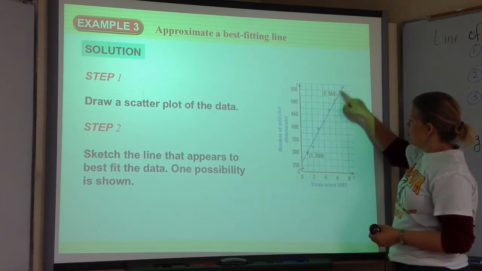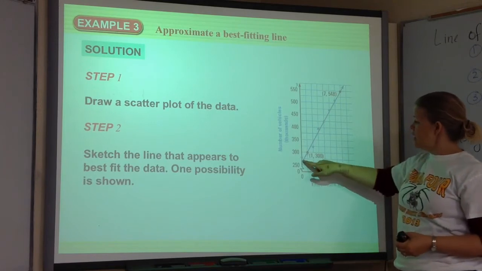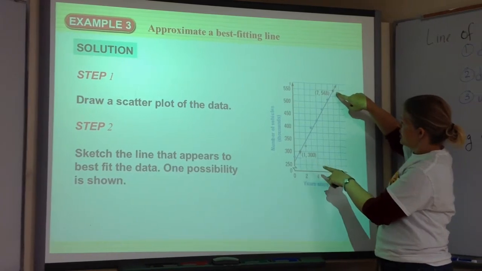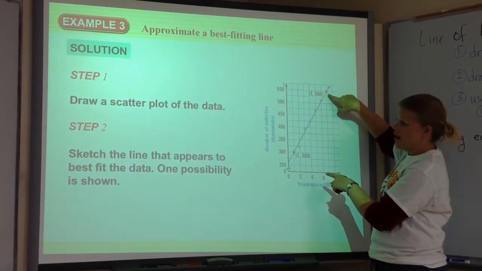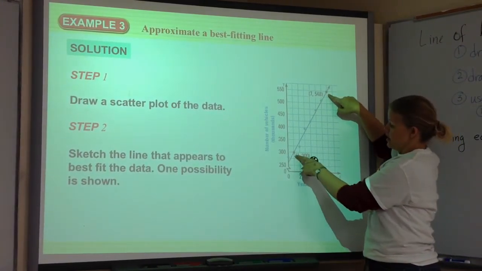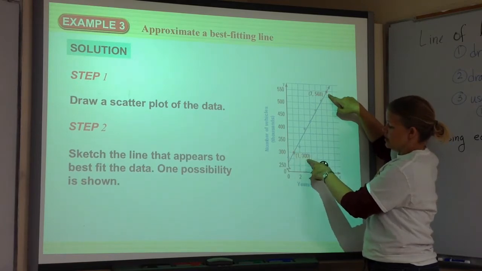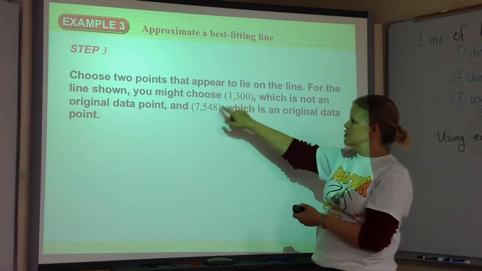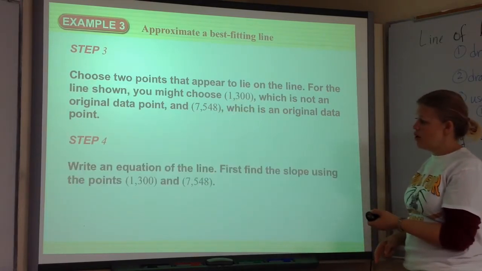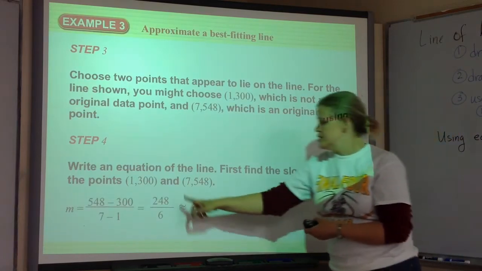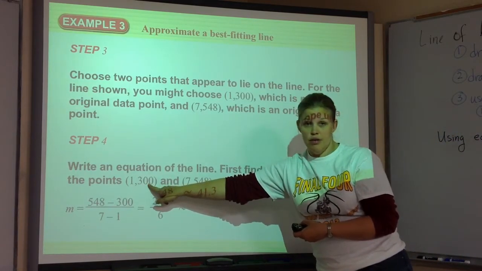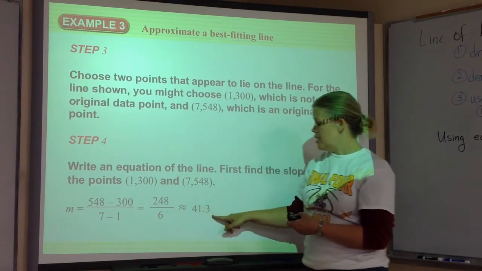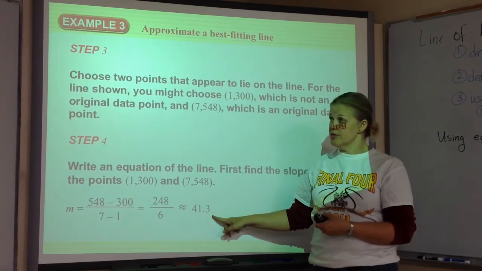So we graph all our points, and then you draw in your line, and we found 2 points on that line, 7 and 548. The other point we're going to use is 1 and 300. So we go ahead, we figure out, here's our 2 points, we find our slope, and just take 548 minus 300, your 2 y's, 7 minus 1, your 2 x's, divide them, and you get a slope of about 41.3.